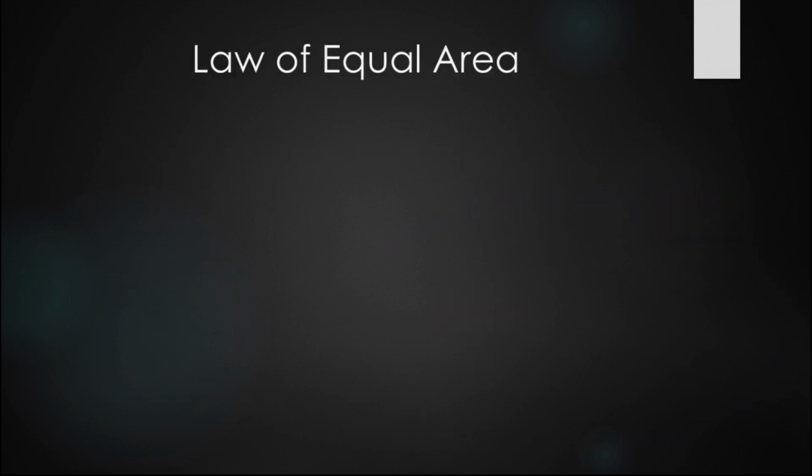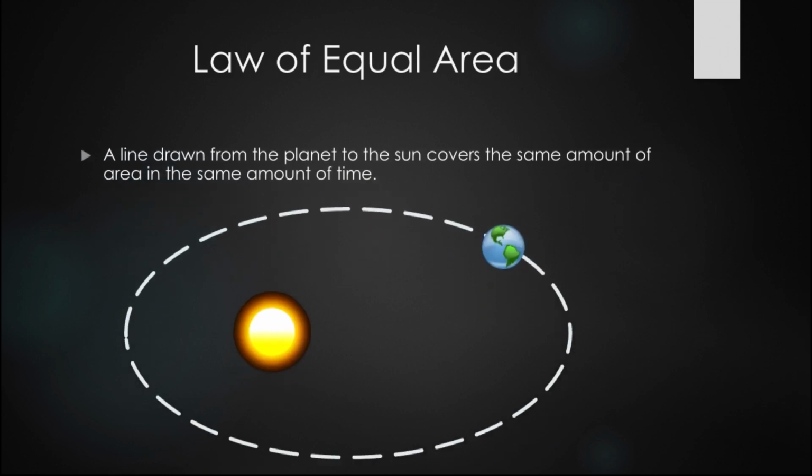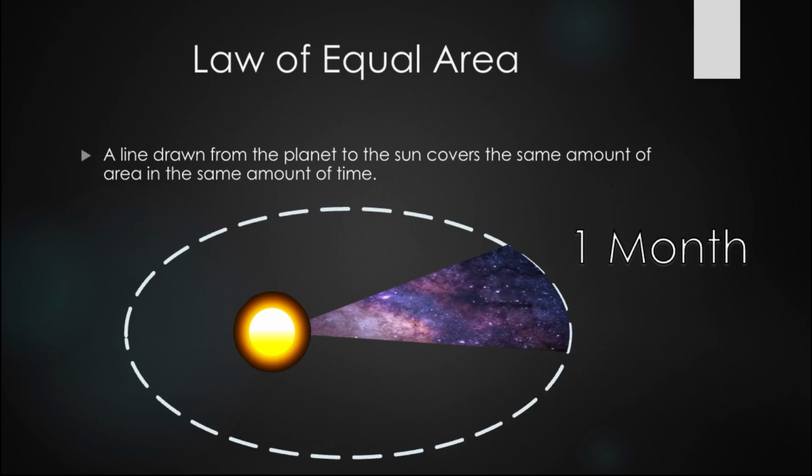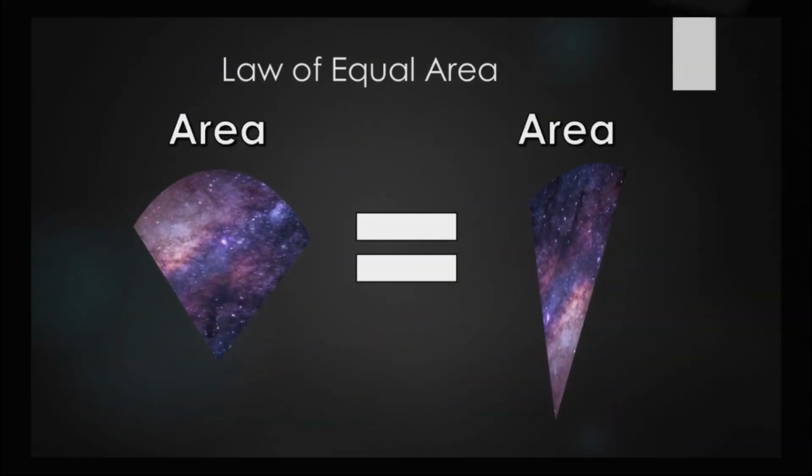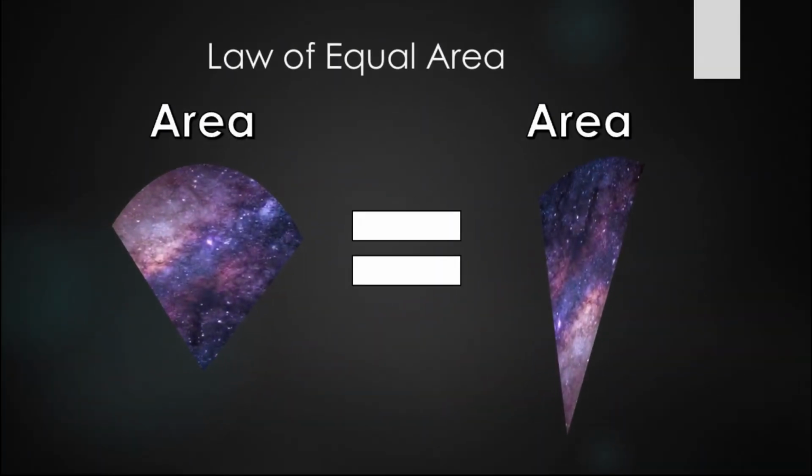The second law is the law of equal areas. It states that a line drawn from the planet to the sun covers the same amount of area in the same amount of time. Suppose a planet's orbit is like an ellipse-shaped pie. The pie slice that the planet makes in 1 month on the side further from the sun, and the pie slice it makes in 1 month on the side closer to the sun, are the exact same area, and this works for any time unit, including hours, days, or even weeks.